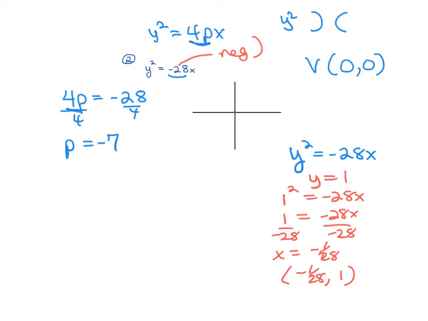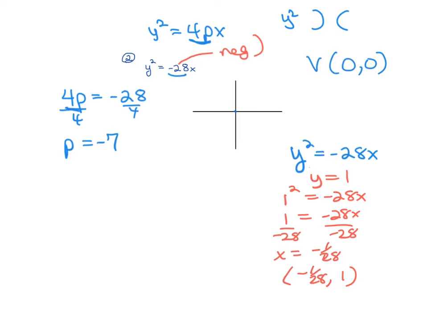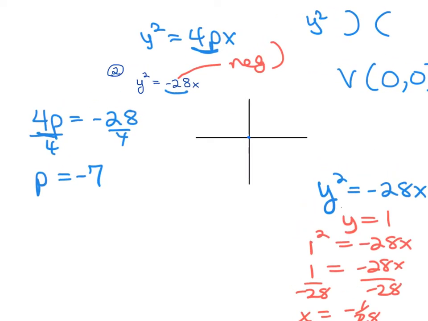So we're going to graph our vertex, which is right here at 0, 0. And then I'm going to graph the ordered pair -1/28, comma 1. So if I put little numbers here, I can make it go up to 1, -1. So my point will be right here. It's going to make it really wide. I can use my line of symmetry here, and I can make the other point the same distance away. So here is the graph of my parabola.